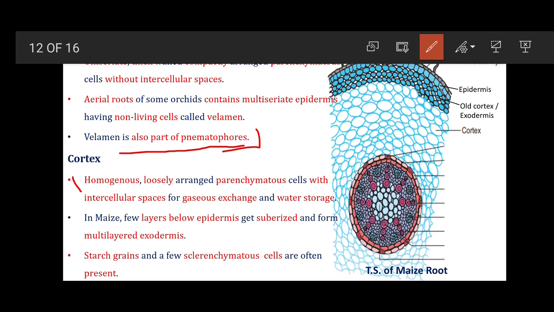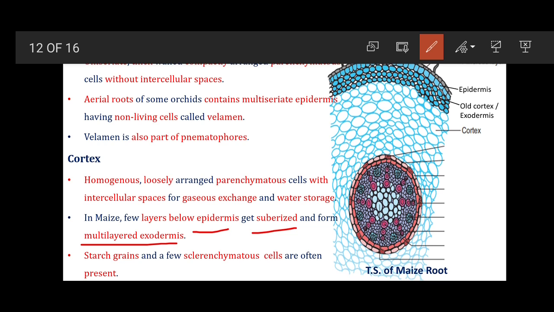The cortex is homogeneous, loosely arranged and parenchymatous with intercellular spaces for gaseous exchange and water storage. Same is the case with the dicot. In maize, a few layers below the epidermis get suberized and form multi-layer exodermis. This character was not present in case of dicot, but it is present in monocot. Again, a few layers of epidermis get suberized and form multi-layer exodermis.